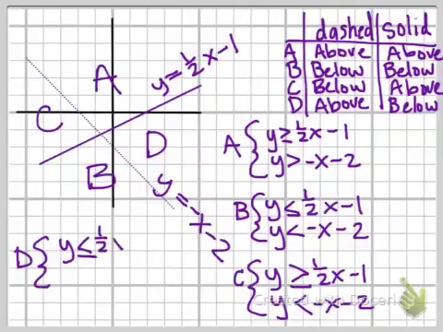And our last one, D. When we look at D related to the solid line, it's less than or equal to 1/2 x minus 1. And then when we look at it compared to this dotted line, it's greater than negative x minus 2.